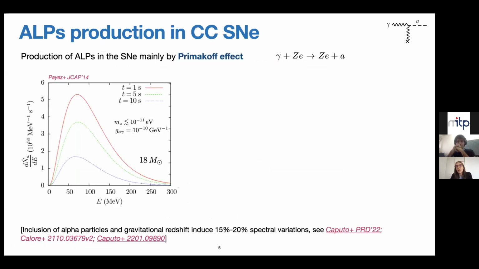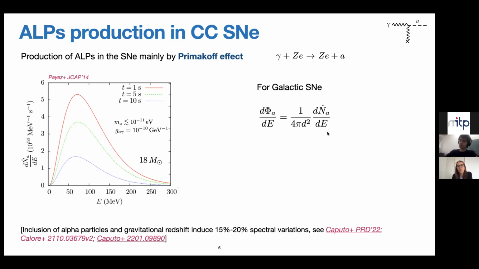So if you consider the production of axion-like particles in core collapse supernovae, and you consider that axion-like particles can couple with photons only, then the main production mechanism will be through the Primakoff effect, where thermal photons are converted into axions by feeling the strong electrostatic potential of the ions and the electrons. So you can compute the expected rate of ALPs emission from the supernova core, which depends on time after the bounce during the core collapse, and also depends on the progenitor mass.